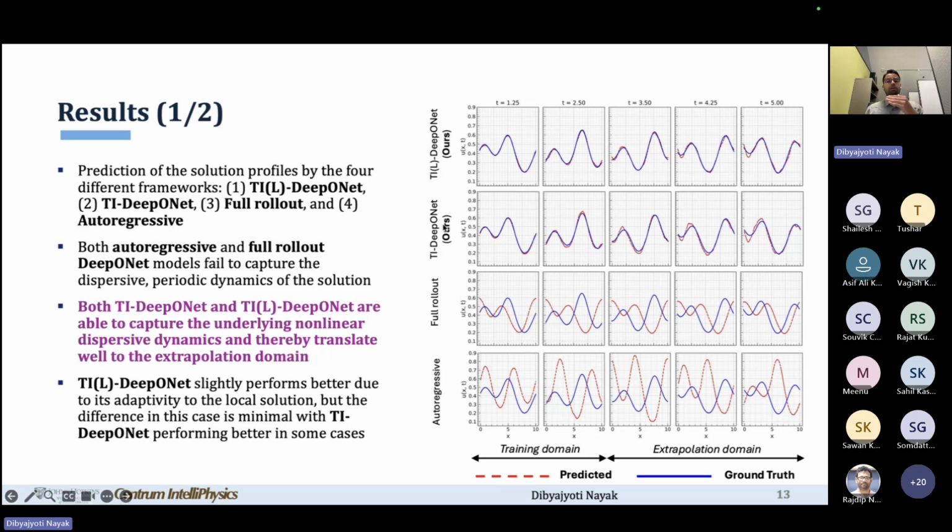However, on the other hand, both the TI-based frameworks perform really well in the training time domain, and this translates well to the extrapolation domain. This means that since we are using numerical time integration, the TI-based frameworks are able to learn the underlying nonlinear dispersive dynamics, and this translates well to the extrapolation domain. And naturally, again, we see that between the TI and TIL, the TIL performs slightly better, which you can see here. And that is again due to a similar reason, which I mentioned before, because of the local solution adaptivity.